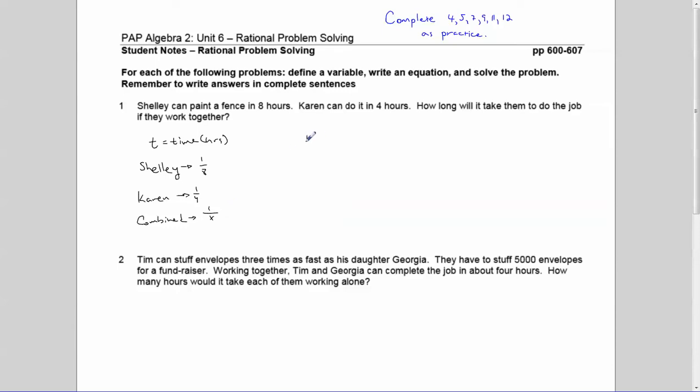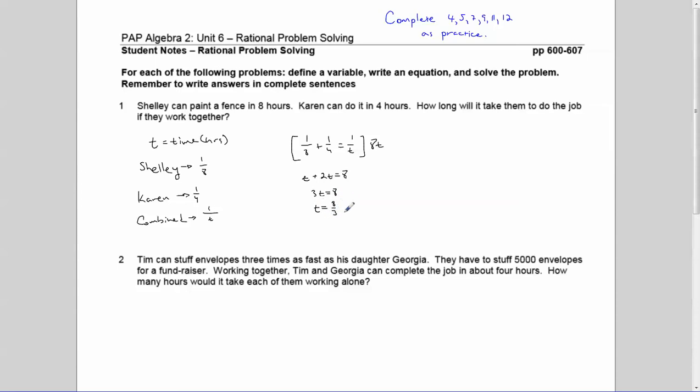So we can take Shelley's rate and add Karen's rate to get the combined rate. Sorry, I wrote x. I should have written t down here. So now we have a rational equation that we can solve based on what you've already learned. So 8t will be our least common denominator. We'll multiply that through to get t plus 2t is equal to 8. So 3t is equal to 8, which means t equals 8/3.